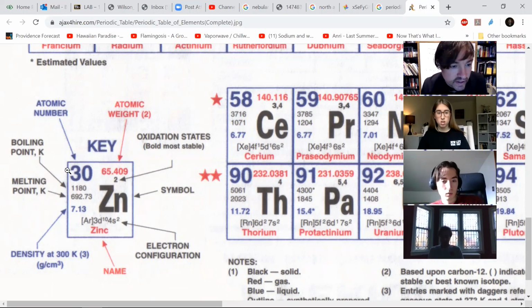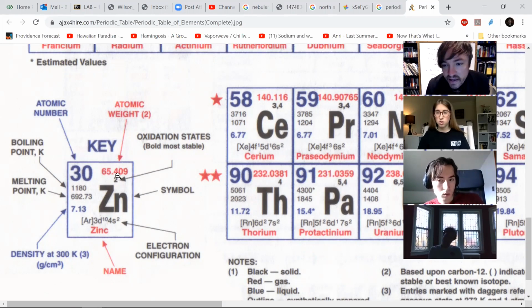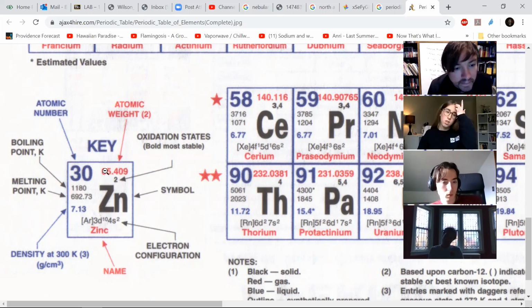Here's the element zinc. We have the atomic number, which you'll remember tells us the number of protons in the nucleus. We have the atomic weight averaged over all the different isotopes. This tells me that the normal isotope of zinc would be zinc 65, which has 30 protons and 35 neutrons. But occasionally, maybe 40% of the time or so, we'll have a zinc 66 atom floating around, which means 36 neutrons. There are naturally occurring isotopes for almost every atom.